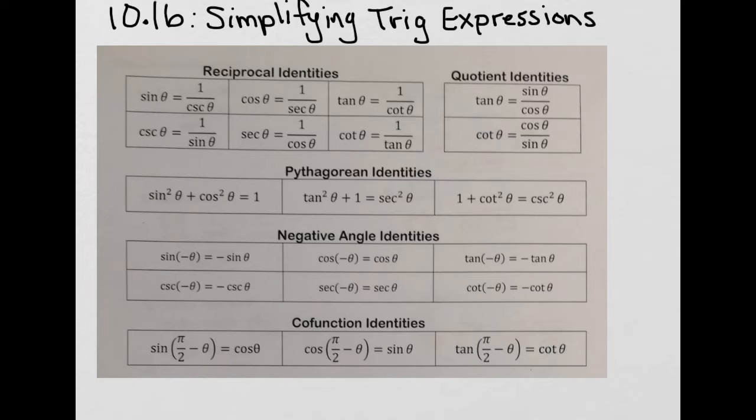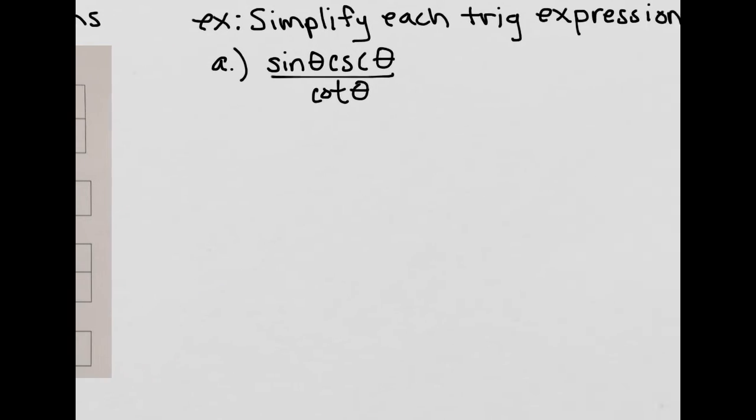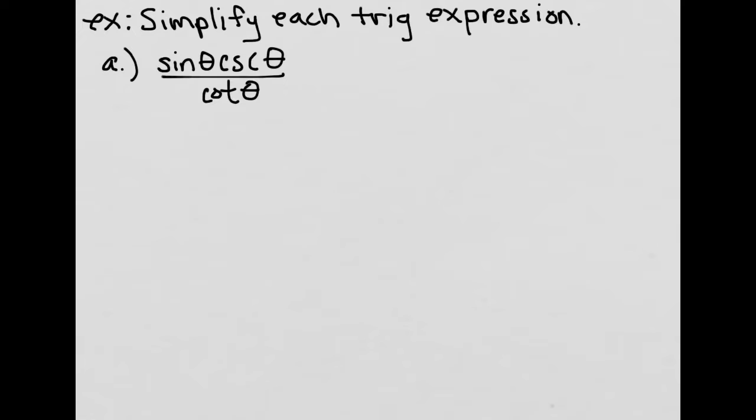Let's look at simplifying trig expressions. We're going to use these identities again, and we are also going to use some of these new identities down here. And when we say to simplify, we want to reduce the expression so that we're writing it with the fewest amount of trig functions that we possibly can.